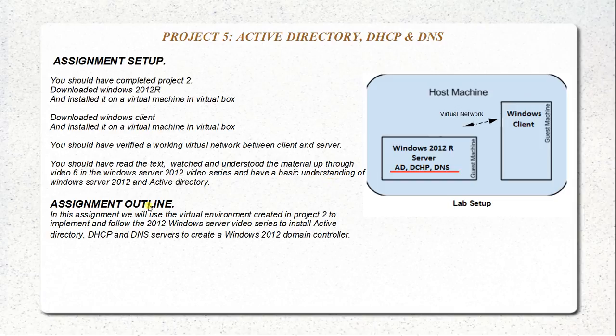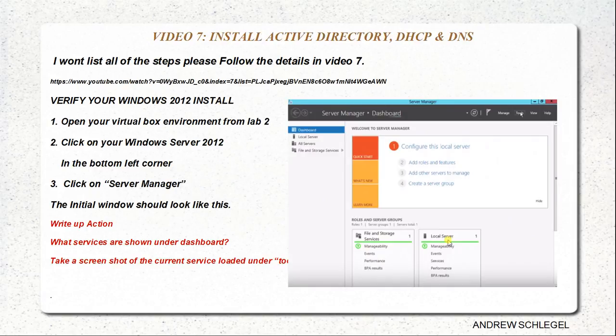Okay, so the outline of this assignment is we'll use the virtual environment created in Project 2 to implement and follow the server videos to install Active Directory, DHCP, and DNS to create a Windows 2012 domain controller. Okay, so start in video 7. I'm not going to list all the steps. Follow the details in the videos because I want you to watch the videos. I don't want you to just click through steps that I'm doing here.